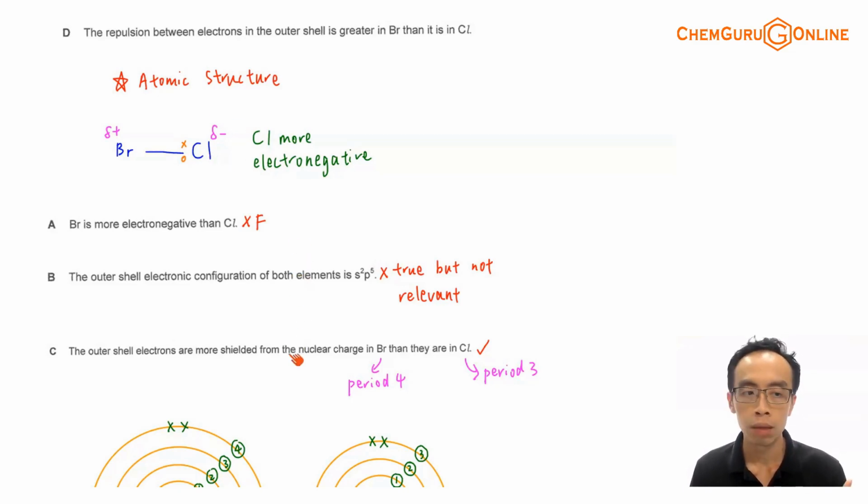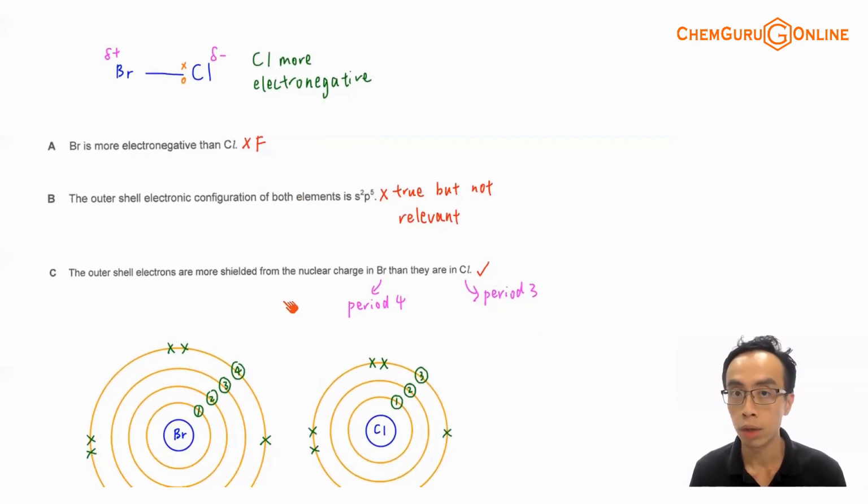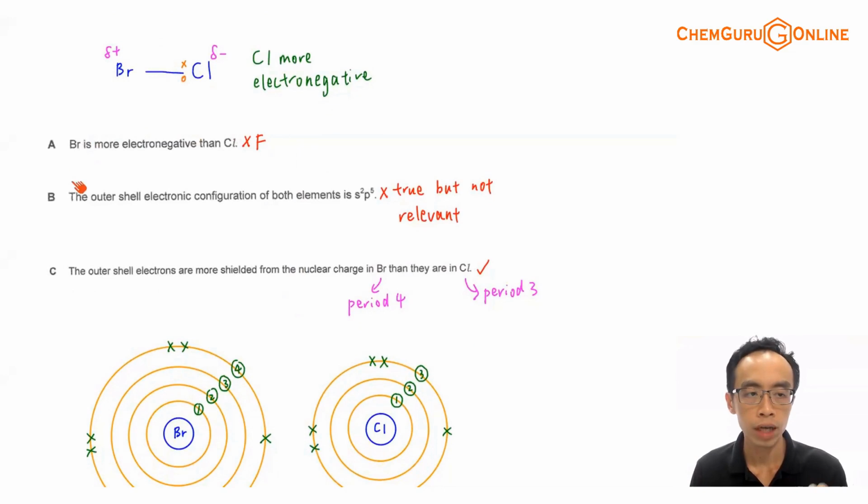Now if I run through my options A, B, C, D, let us see which one is the most relevant one. Involving A, bromine more electronegative than fluorine, this is definitely not true. So we will reject this straight away. Involving B, the outer shell electronic configuration of both elements is s2p5. Now this is true, but it actually doesn't really explain why chlorine is more electronegative than bromine. It is true, but not really relevant. So let us see whether we have a better answer.